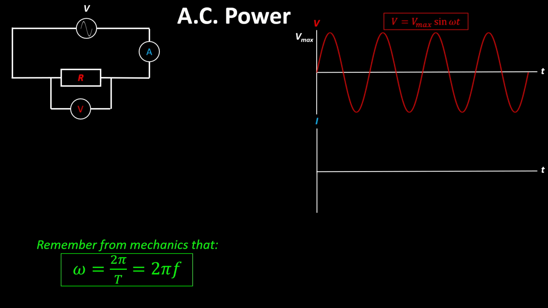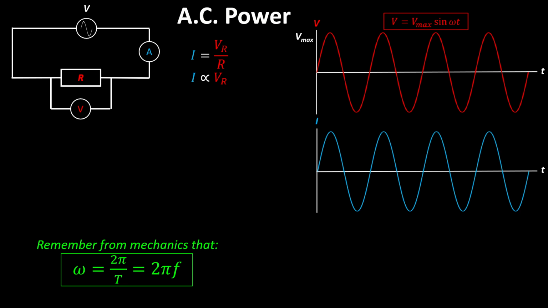So what would the current look like? Well, if we think about Ohm's law, current is equal to resistor voltage divided by the resistance, which means that current is proportional to resistor voltage. Now, this is true in AC just as for DC. So that means that when the resistor voltage is 0, the current is 0. So it will start at the same place. And when the voltage is maximum, the current will also be maximum.